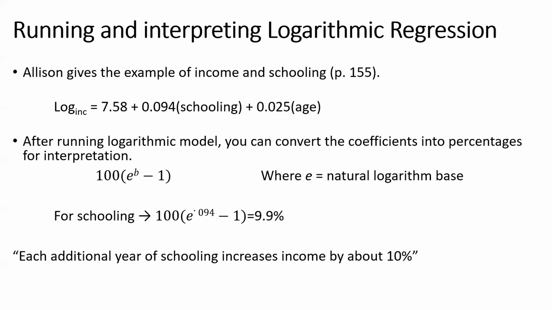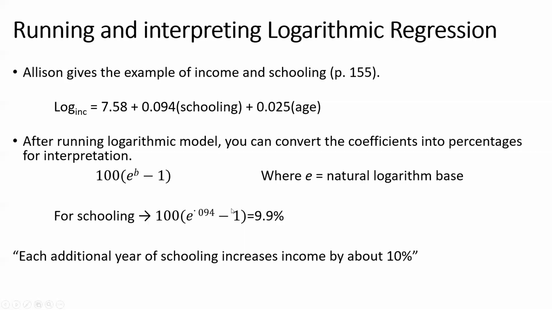So to run a logarithmic model, there's a simple transformation of the coefficients. Once we run the log, we have to convert the coefficients into percentages, because it's not given to us that way. So our coefficient for schooling is 0.094. We would take e to the exponent of 0.094, minus 1, and then multiply it by 100. E is our natural logarithm base, that 2.7, whatever I said it was. I can't remember all of them.